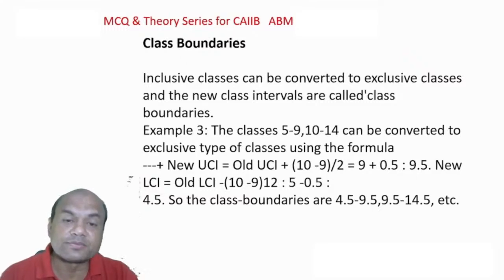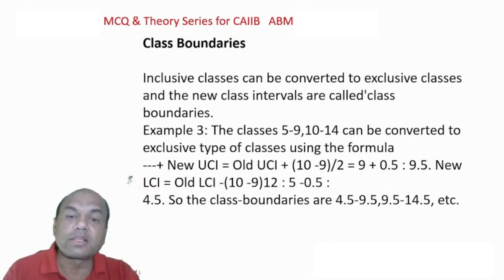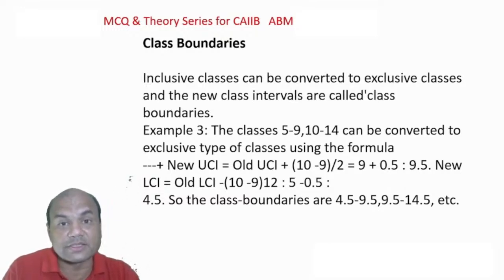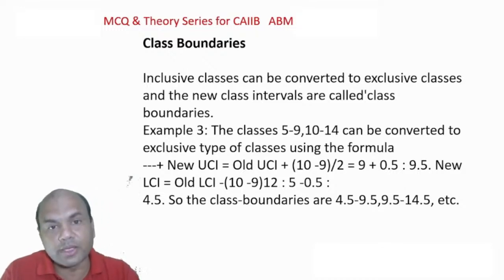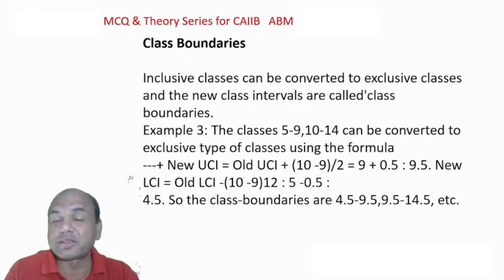Class boundaries. Now there are two types of class boundaries. Remember, what is a class boundary? I'll give you a simple example. Just now we saw the classes, 0 to 5, 5 to 10. Now it can be of two types. What are the two types? Let's say I divide it like this. Let me think, let's keep it simple.